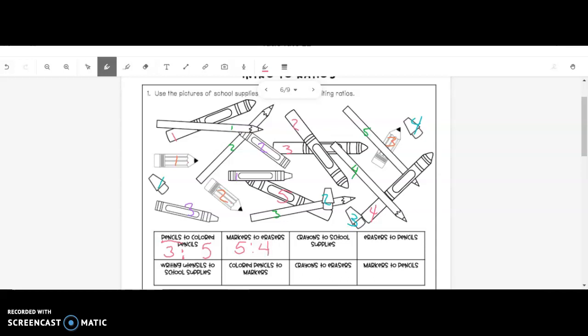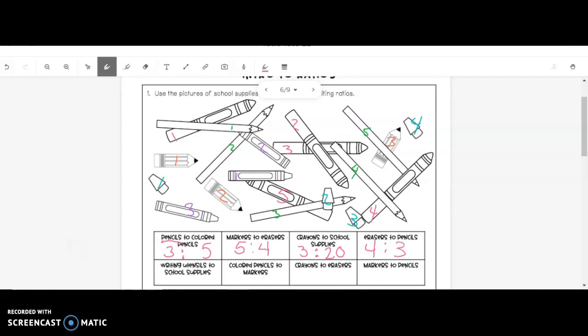Next, crayons to school supplies. Crayons, 3 crayons. And all the school supplies, that would be a part to total ratio. And there's actually 20 school supplies altogether. So that's all the supplies in our set. Next up, we've got erasers to pencils. We've got 4 erasers to pencils. We had 3.